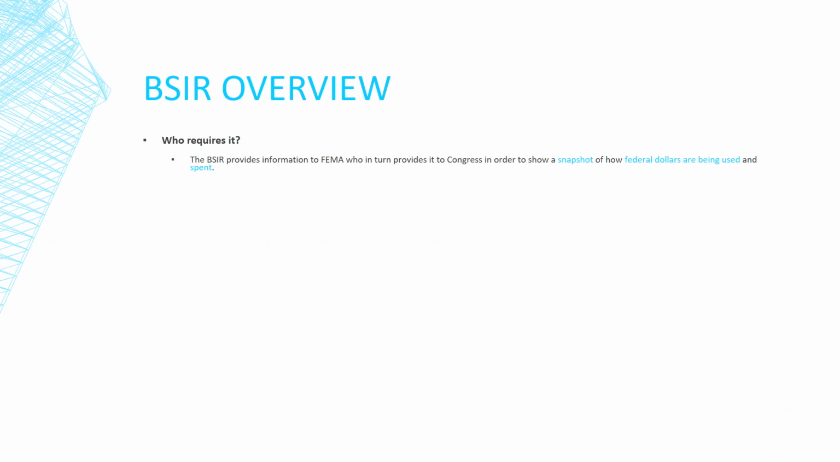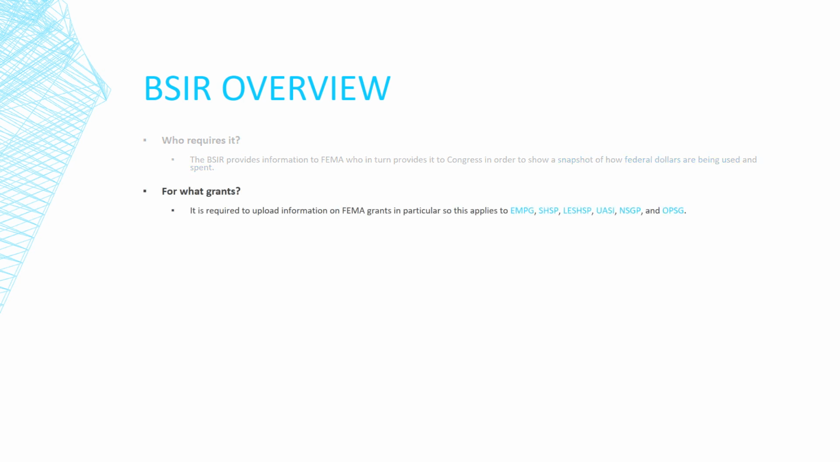The BSIR provides information to FEMA, who in turn provides it to Congress in order to show a snapshot of how federal dollars are being used and spent. It is required to upload information on FEMA grants in particular, so this applies to EMPG, SHSP, LESHSP, UASI, NSGP, and the Stone Garden Program.